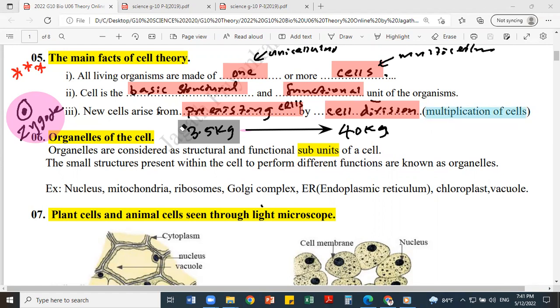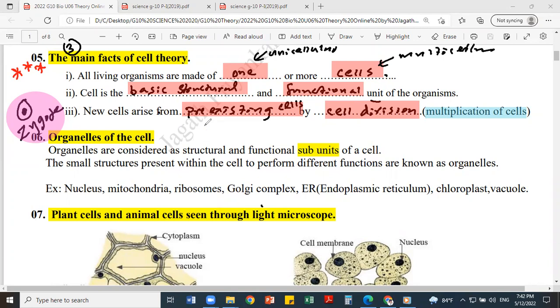So therefore, these are the main facts of cell theory. What are the three main facts? Number one, all living organisms are made of one or more cells. This one you have to remember, I put 3 stars. Cell is the basic structural and functional unit. Functioning of the organism depends on the functioning of the cells. The structure of the organism depends on the structure of the cells. The new cells arise from pre-existing cells.